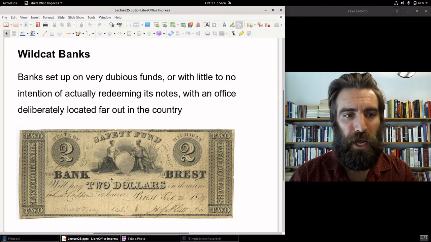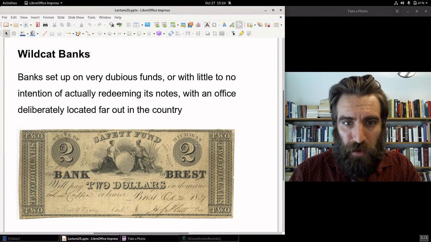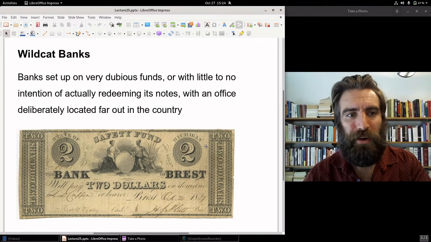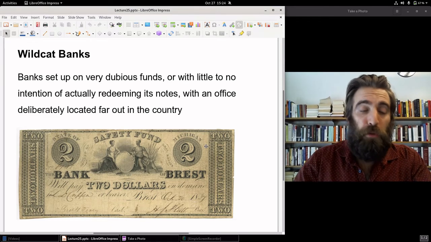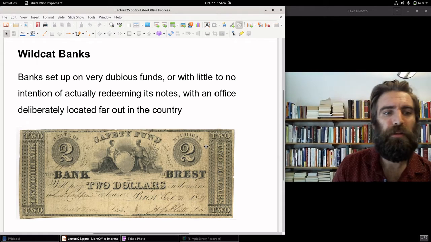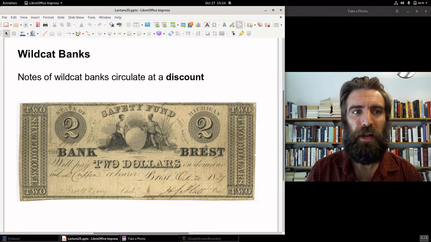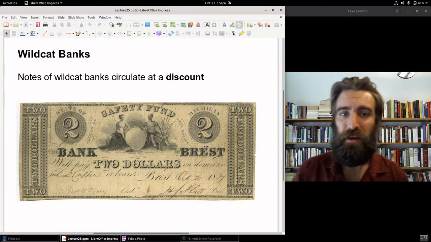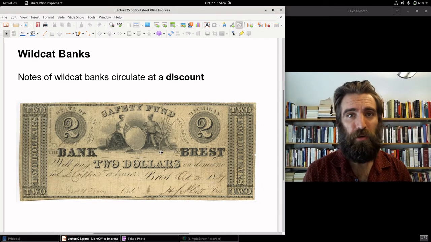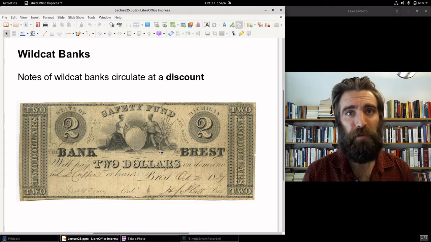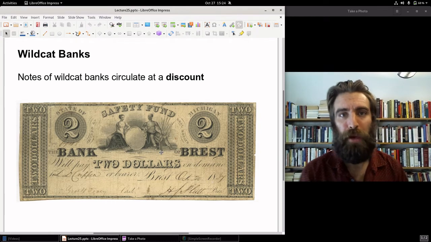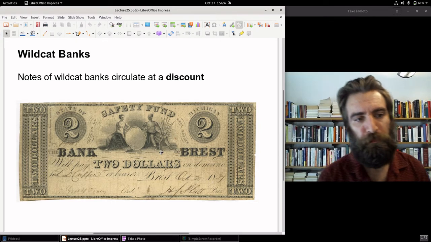Here was an infamous wildcat bank, the Bank of Brest in Michigan, so a western state. It set up its offices way out where the wildcats were, so that people would not redeem the notes. It was intentionally that way. And these notes, very quickly, once people figured it out, circulated at a heavy discount. So you come across this banknote. Now, some people got suckered into it and would accept it at $2. And some people got ripped off. You go, a $2 note, I'll take it. And then you found out that actually this thing's worth a quarter at best. Very few people are going to take this note.